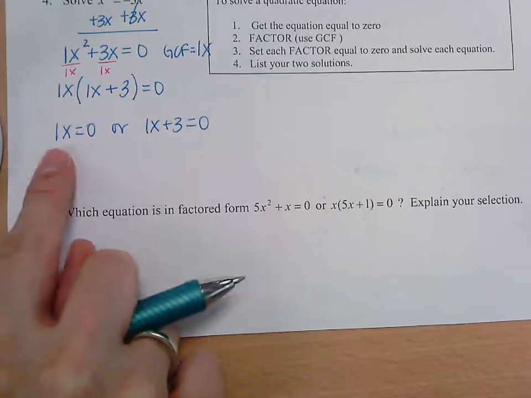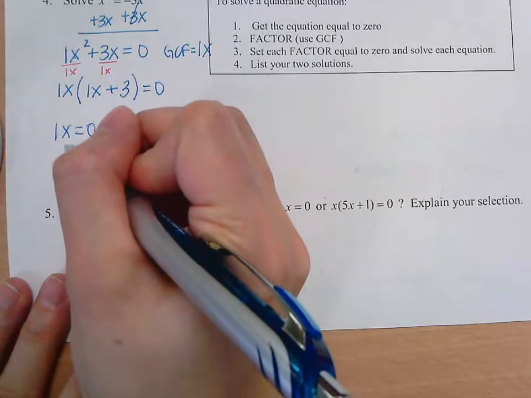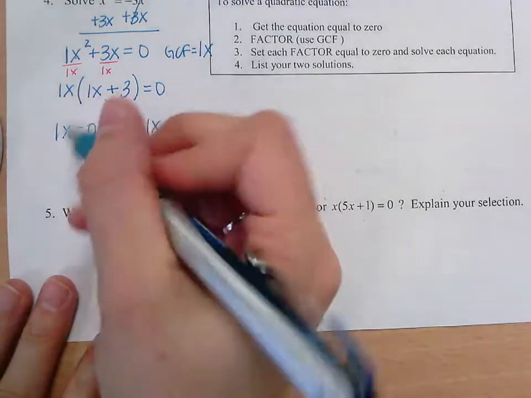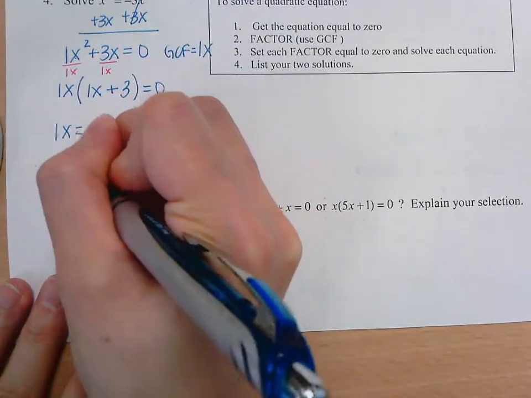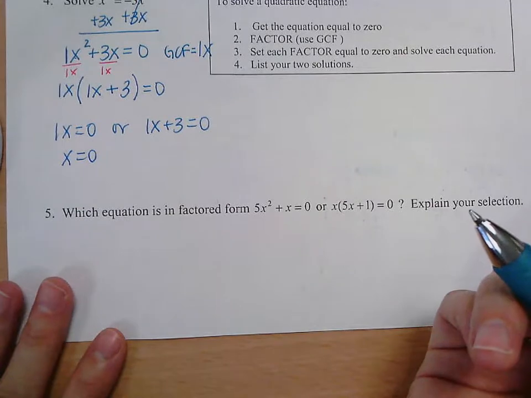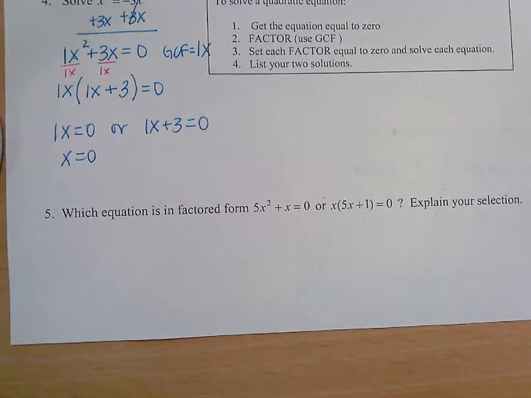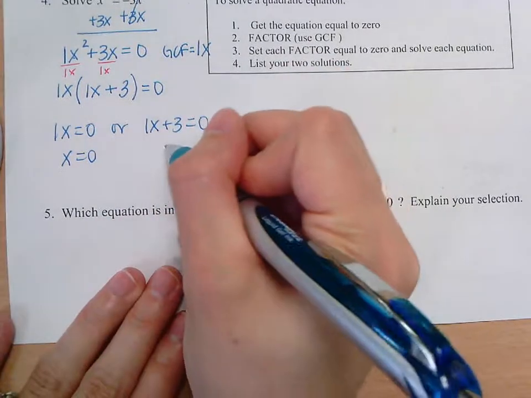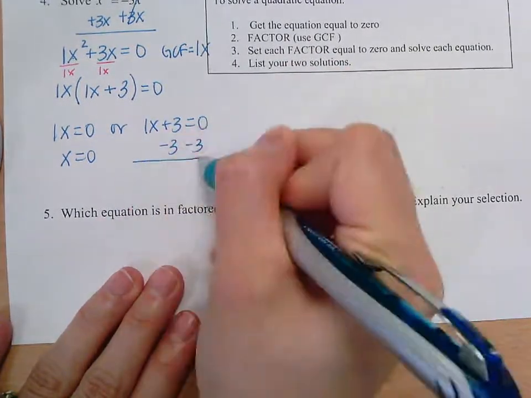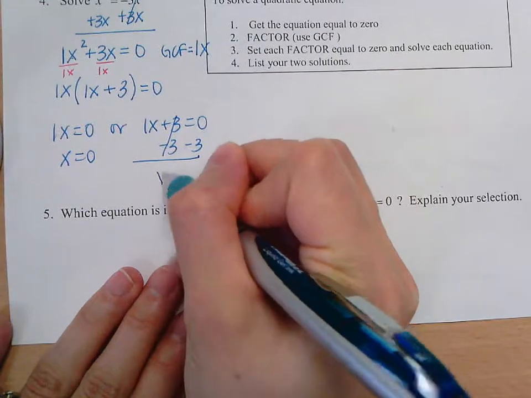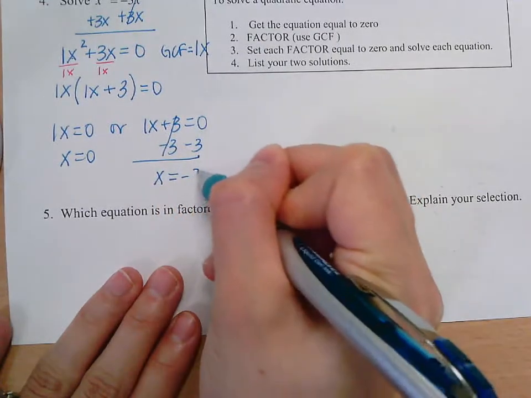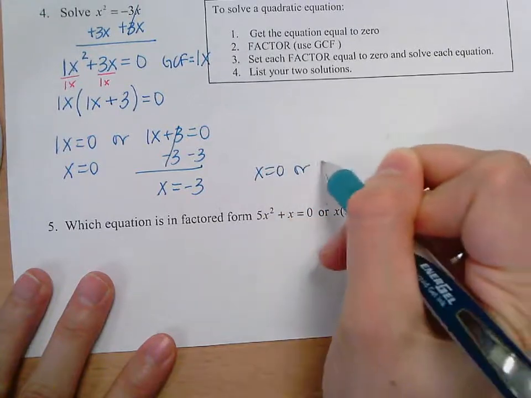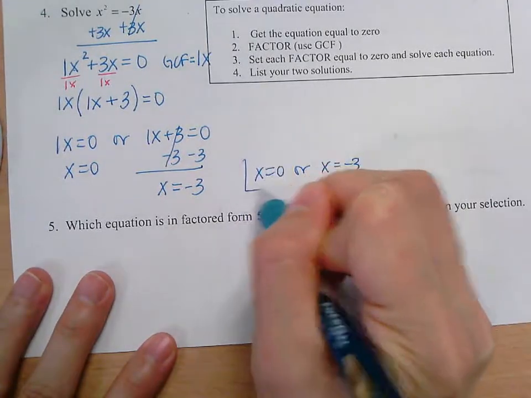Okay, this equation here, do I need to do anything to solve for x? No, so 1x is just the same as x, so x is 0 is one of our answers. You could divide both sides by 1, you'd still get x equals 0. And then here, what do I need to do? Subtract 3. And again, 1x is just x, so I get x equals 0 minus 3 is negative 3. So x equals 0 or x equals negative 3 for number 4.